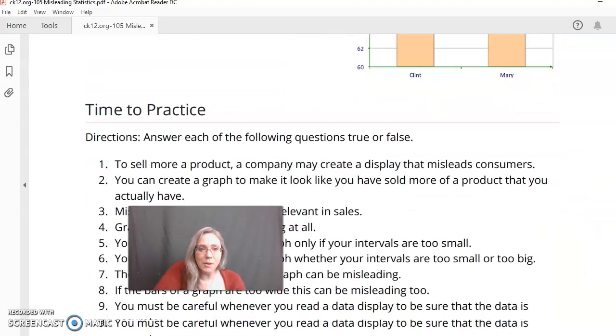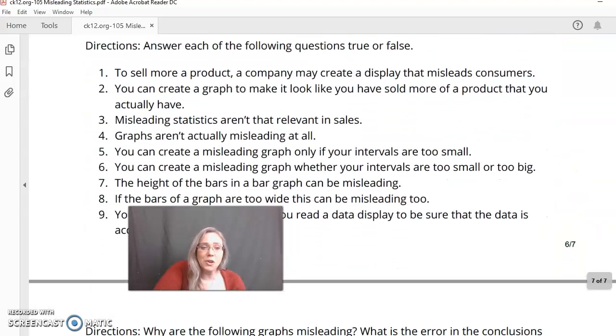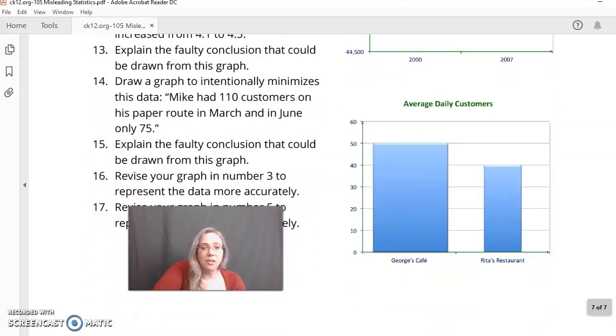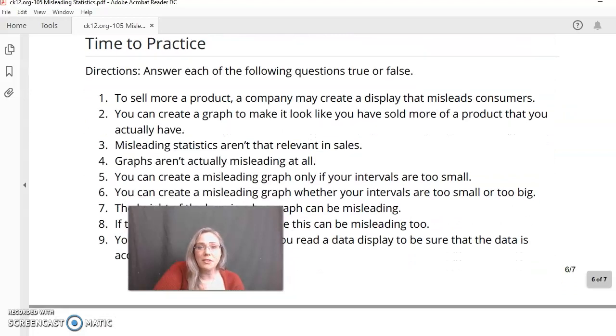So, last but not least, time to practice. I want you guys to try all of these. I realize there's a lot of them, but this is really important, and these are pretty quick. These are true or false. 1, to sell more of a product, a company may create a display that misleads customers. 2, you can create a graph to make it look like you have sold more of a product than you actually have. 3, misleading statistics aren't that relevant in sales.